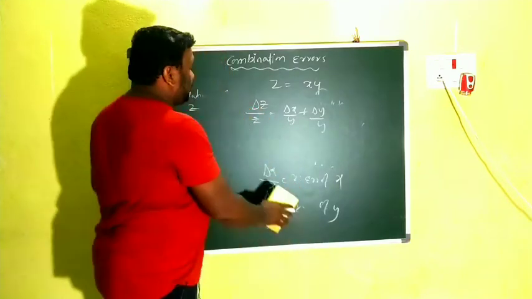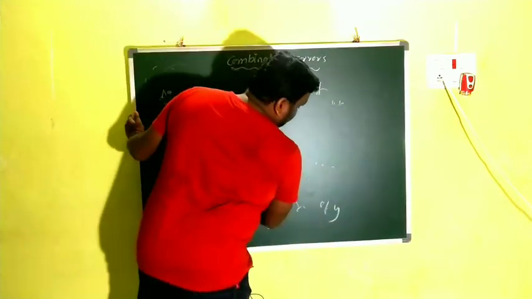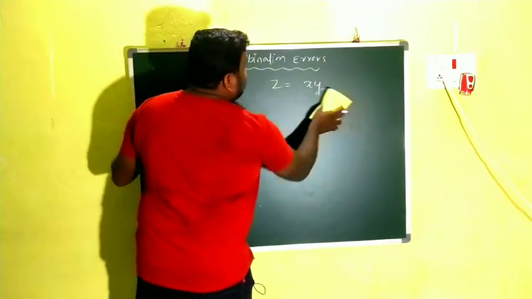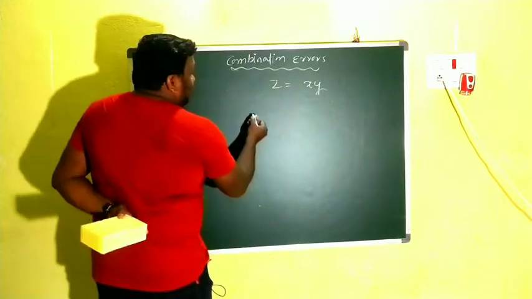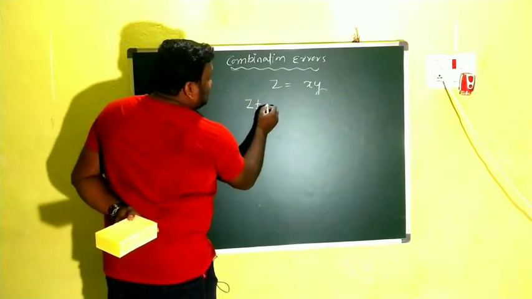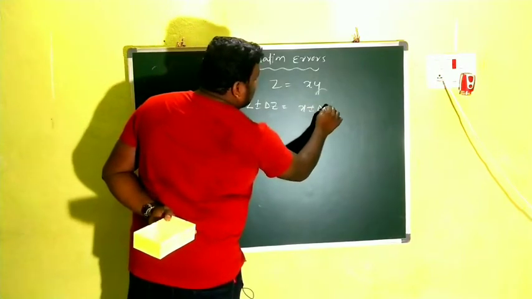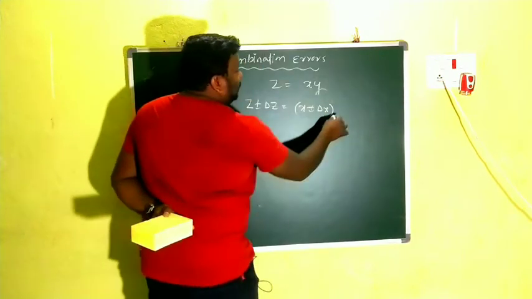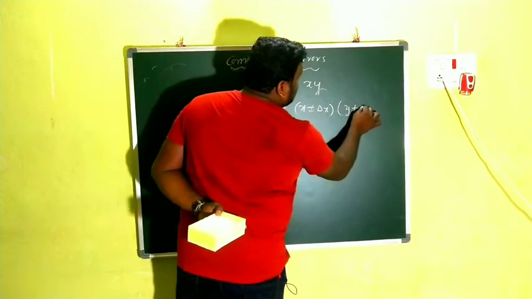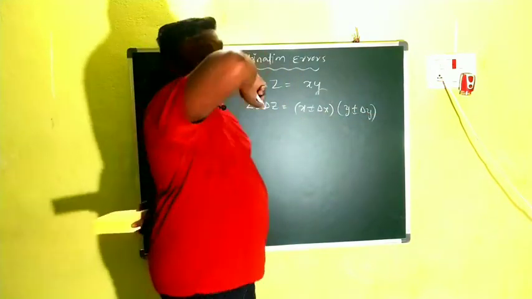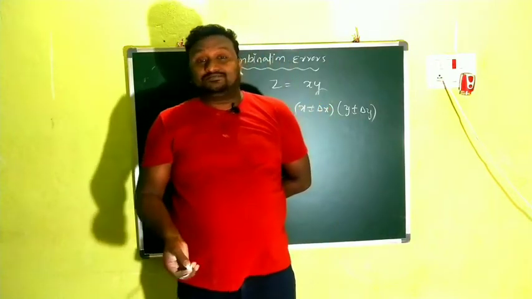Now we want to prove that. Z is equal to XY, and the Z value should be corrected like this, plus or minus delta Z, and the X value is corrected like this, plus or minus delta X, and the Y value also as Y plus or minus delta Y. Clear? In an experiment the value should be corrected.